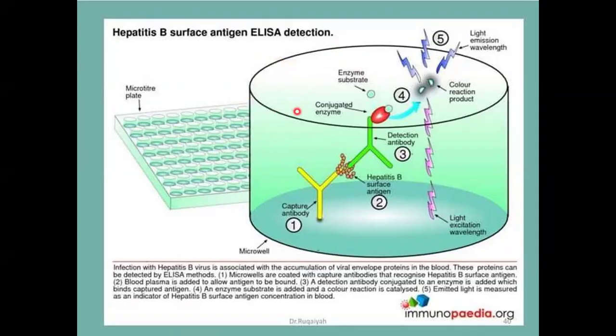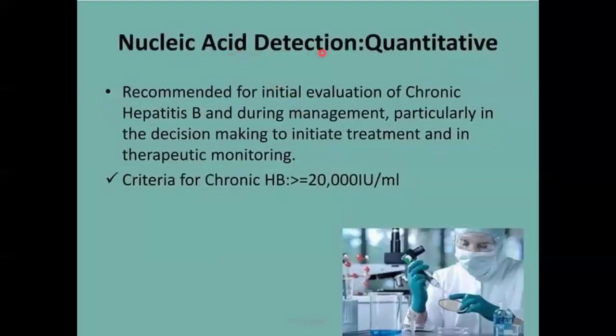You can read this. And then nucleic acid detection. So this is all about quantitative. Recommended for initial evaluation of chronic hepatitis B and during management. So here we want to see the number of copies or the viral copies in your blood, okay? So criteria for chronic hepatitis B, 20,000 international units per ml, okay? So this is the DNA, nucleic acid detection. It is the HBV DNA.